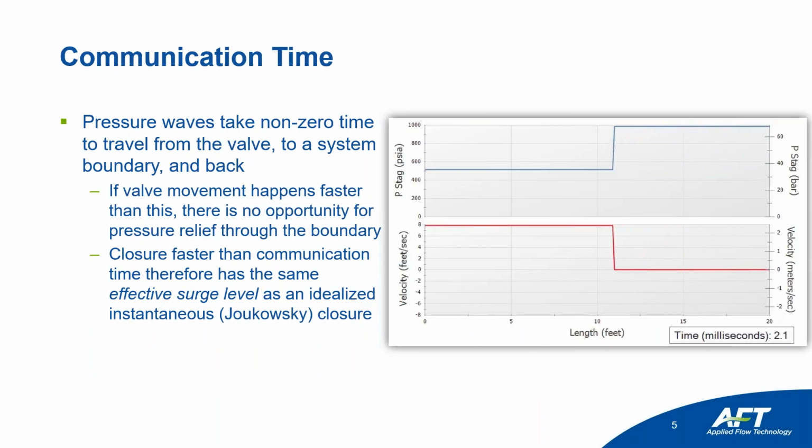Again, communication time. These waves take some non-zero time to travel throughout the system. They have to travel to a system boundary and back to the device that caused the wave for there to be any pressure relief. And essentially what that means is that if a valve or any other device for that matter moves faster, so the complete movement, so open to close or close to open, is faster than this communication time, then effectively it's the same as an instantaneous open or close. Relief valves and check valves often react a lot faster than that communication time, so using that Joukowsky approximation as an estimation is pretty reasonable.